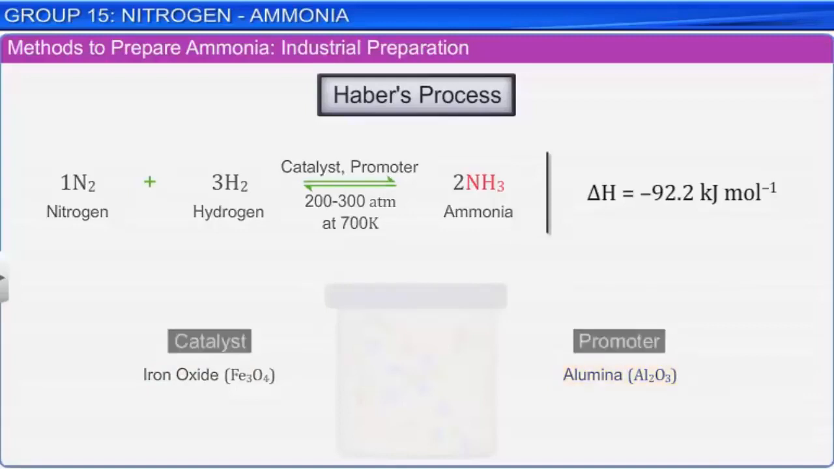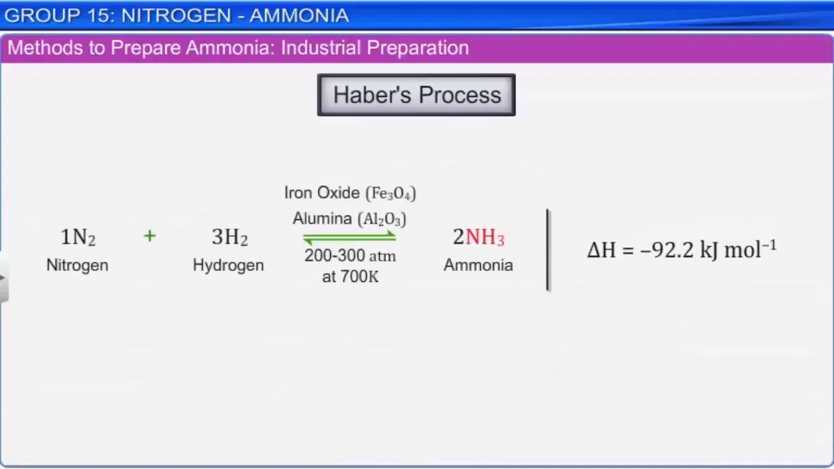Thus, a high pressure of 200 to 300 atmospheres, an optimum temperature about 700 Kelvin, and the catalyst iron oxide along with the promoter alumina are used to obtain better yields of ammonia.